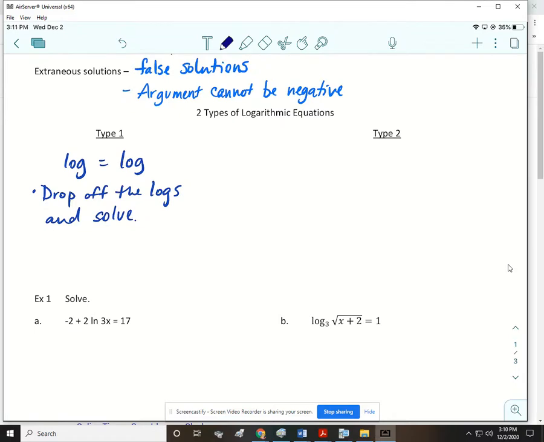The other type is when you have log equals a number. When you have log equals a number, you do something that I like to call raise the base. The technical mathematical term for it is to exponentiate.